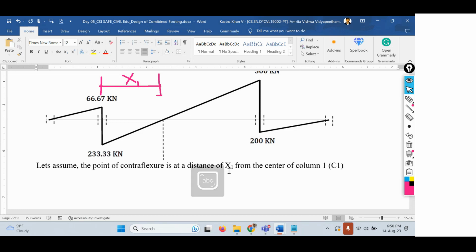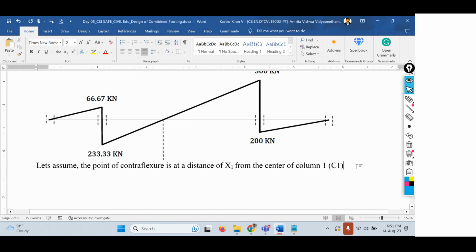Now we need to find out this particular distance. The remaining distance on the right side I'll call 4 minus x1. The total distance between these two columns is 4 meters, so if I consider this as x1, this distance will be 4 minus x1. It's not clear, but consider that; I'll write it later. Now let us find out the distance x1 from the center of column 1.